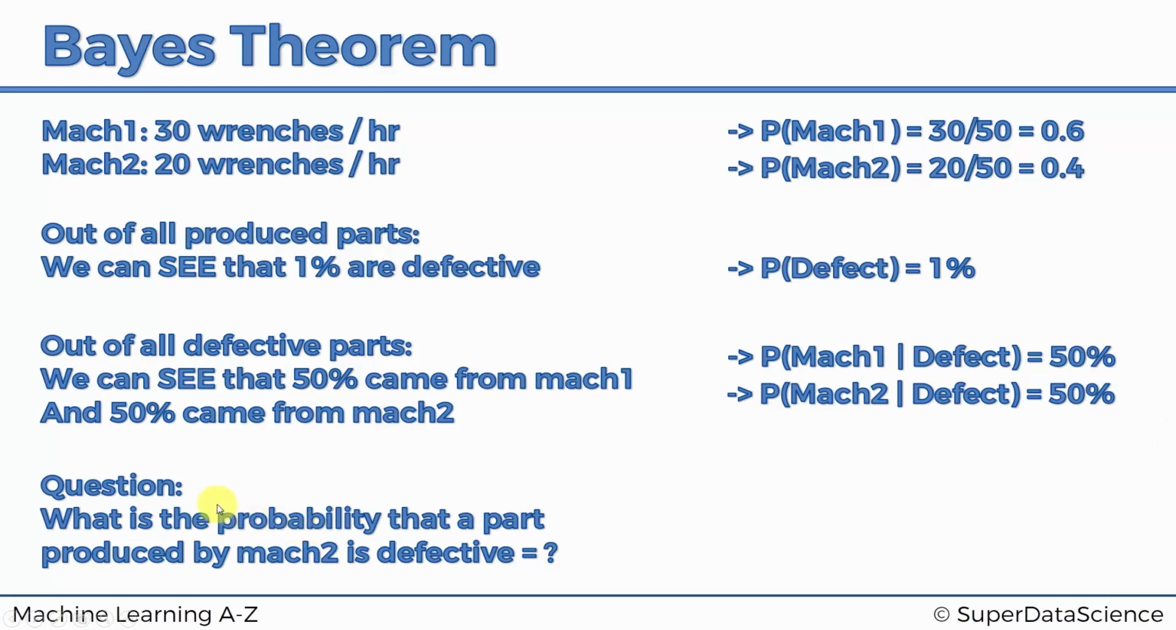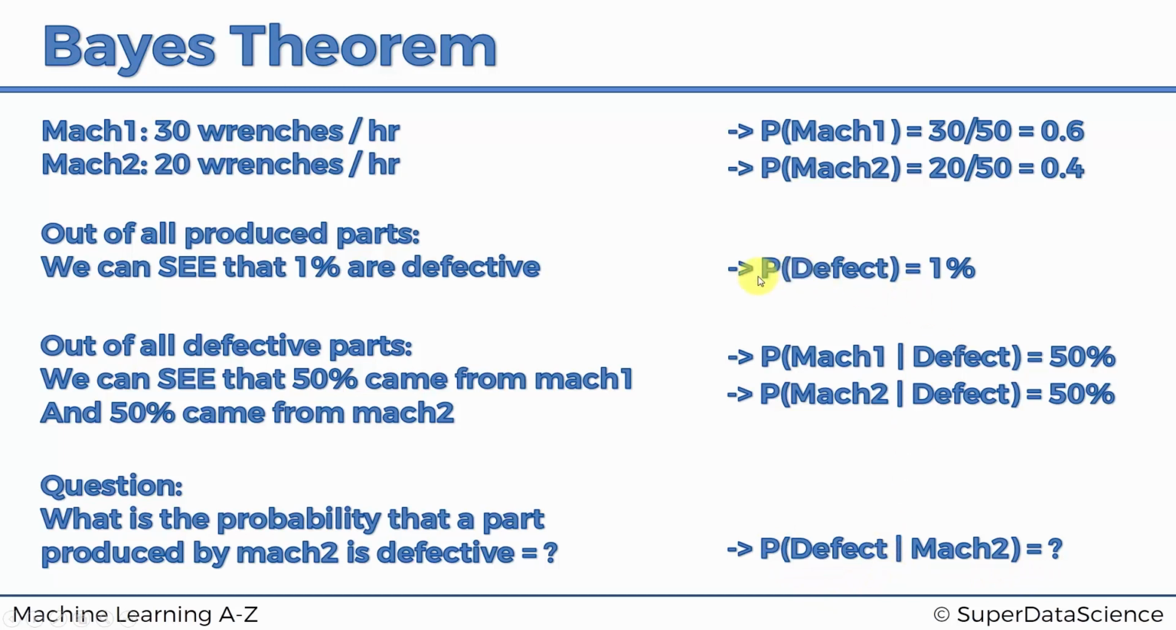And the question that we want to ask is actually a bit different, right? The question we want to ask is, what is the probability that a part produced by machine 2 is defective? So here it's kind of reverse. Here we're saying we're taking a part from machine 2, right? We're only looking at parts that are produced by machine 2. What is the probability of a random part taken out of machine 2 to be defective? How do we write that in mathematical terms? It's written this way: probability of a defective part given that it came from machine 2.